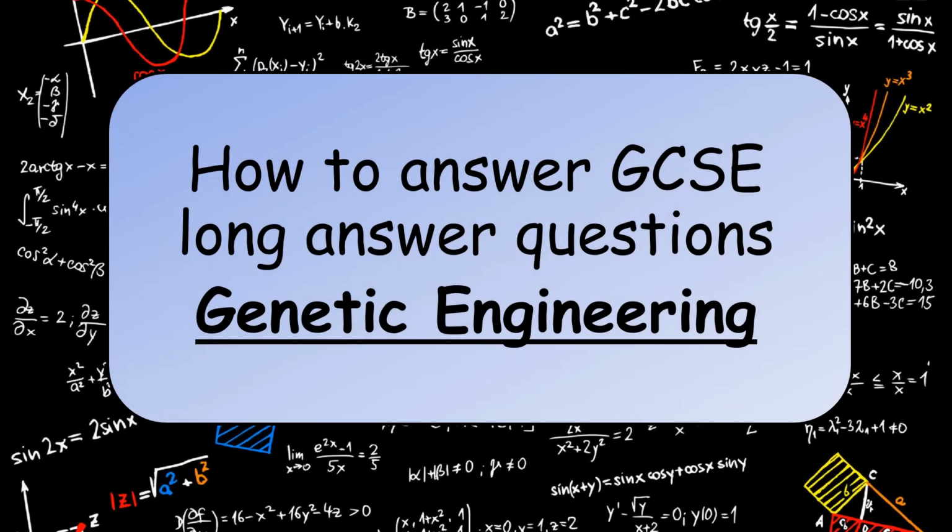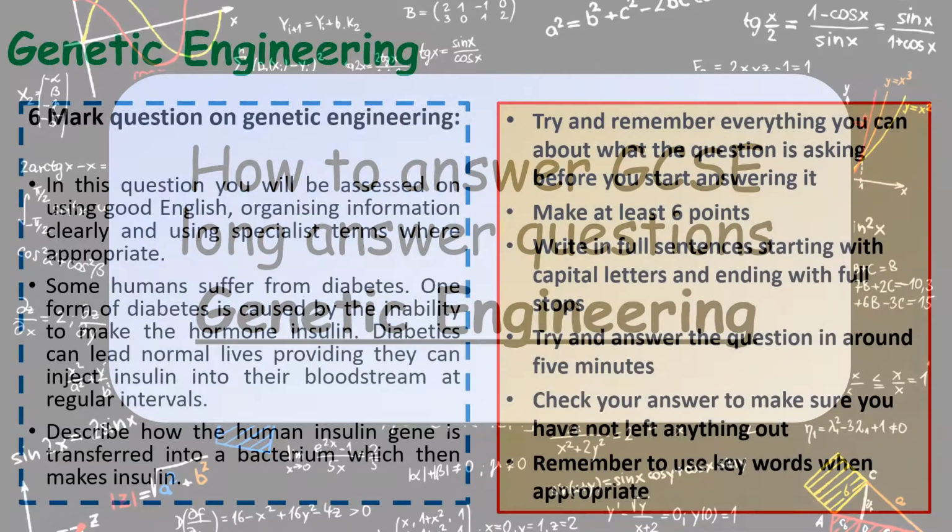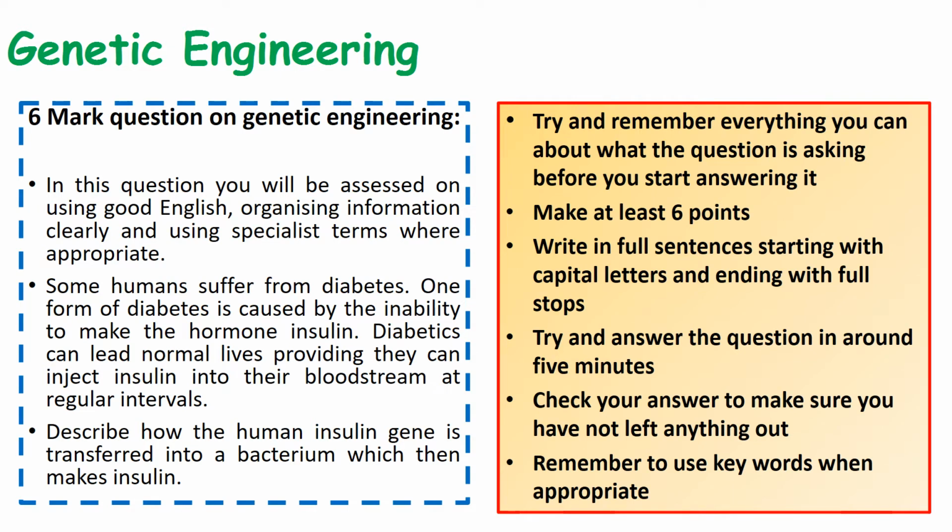Hello and welcome to this short video on how to answer a long answer question on genetic engineering. The question that we're going to focus on is: in some humans, they suffer from diabetes. This is caused by an inability to make the hormone insulin. Describe how human insulin can be transferred into a bacterium so that it can make insulin.